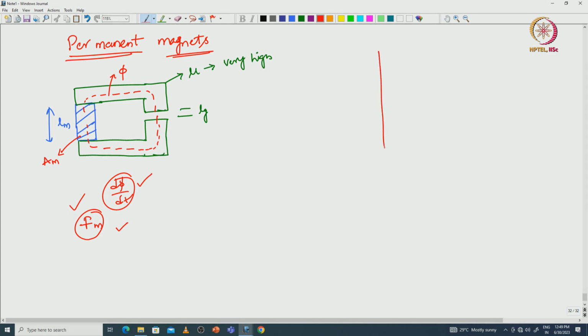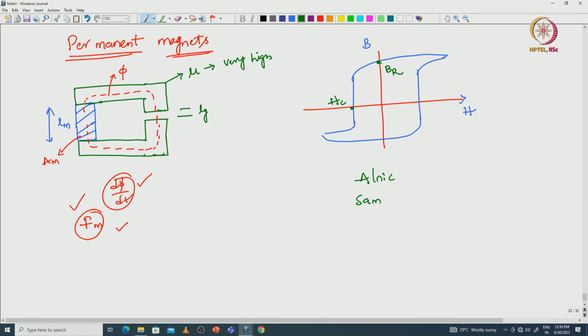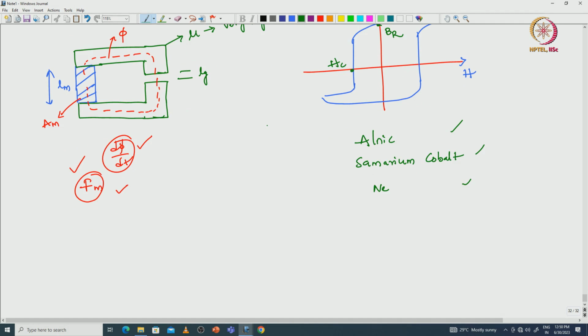Generally the permanent magnets have wider BH loops. We have discussed this while discussing the magnetic materials. These are the BH curves for permanent magnets. They have higher values of retentivity B and coercivity H. The examples of permanent magnets are alnico, samarium cobalt, neodymium magnets, strontium ferrites, etc. The analysis with respect to permanent magnets is the same as the magnetic circuits we have discussed as of now.